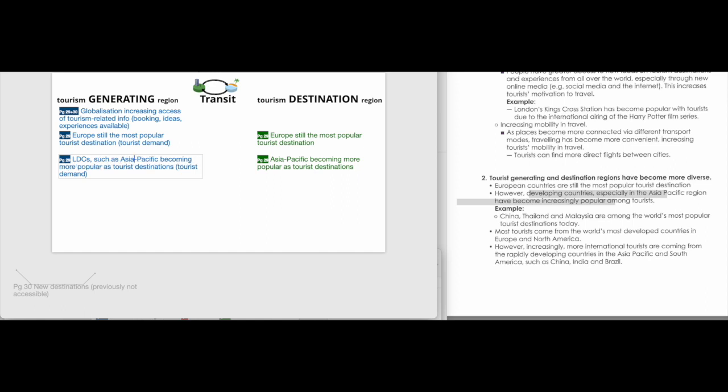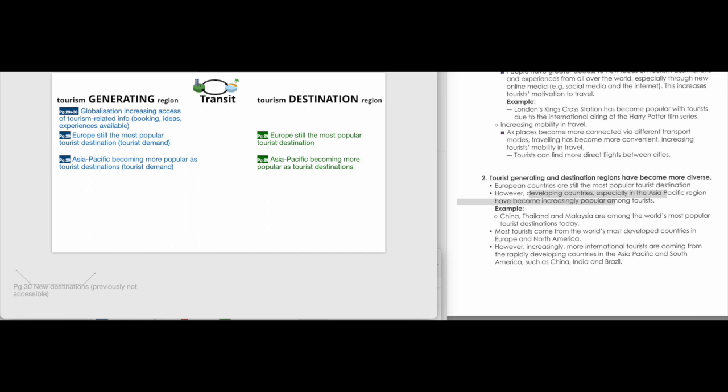Okay, and then I will not do the changes here. All right, then of course it could be because the countries in the LDCs, especially Asia Pacific, are developing themselves to be more popular, to attract more tourists. Okay, so it could be either way. It could be both.